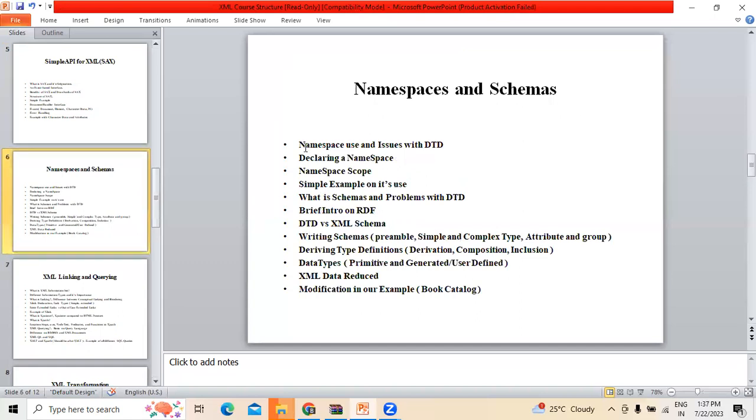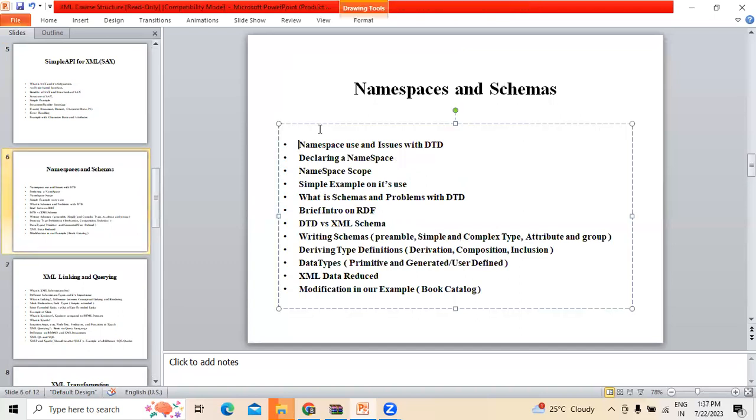Next, we will be discussing namespaces, which are essentially important when we are understanding and writing them, as well as the kind of issues we have in the DTD model. Along with this, we must know about declaring namespaces, how to write the scope of the namespace, right? So sample examples. Next, we must know about the difference between DTD and XML schemas.